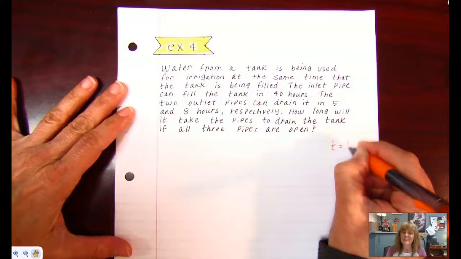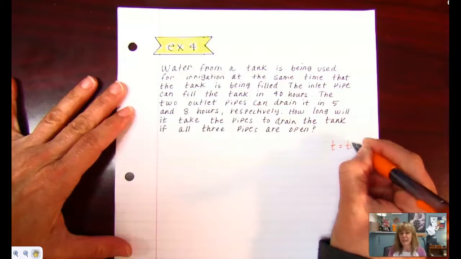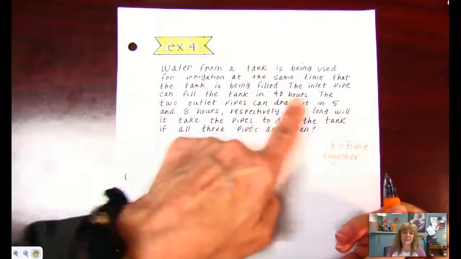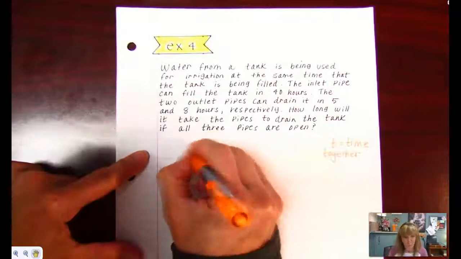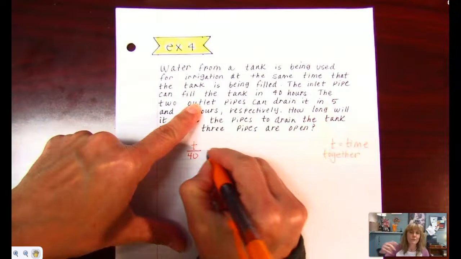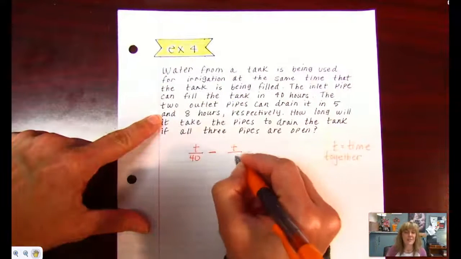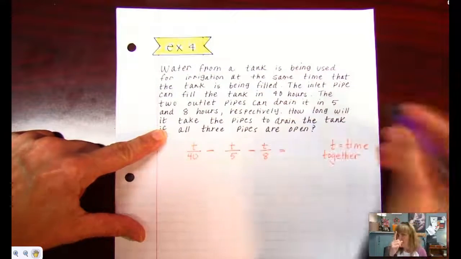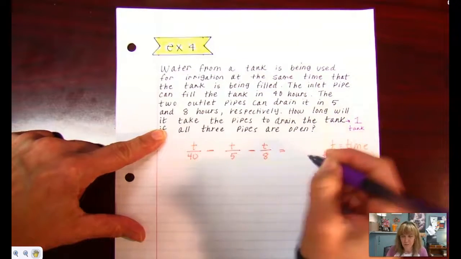There's 2 outlets, which means there's 2 drain pipes. And the first pipe can drain it in 5 hours. The other pipe can drain it in 8 hours, respectively. How long will it take the pipes to drain the tank if all 3 are open? So T is going to stand for time together. All right, so the T over 40, that's the inlet pushing it in. 40 hours to fill the tank. Now we're going to subtract the outlet. So there's the first out pipe. There's the other out pipe. You got one job, one tank. So we're going to set it equal to 1.